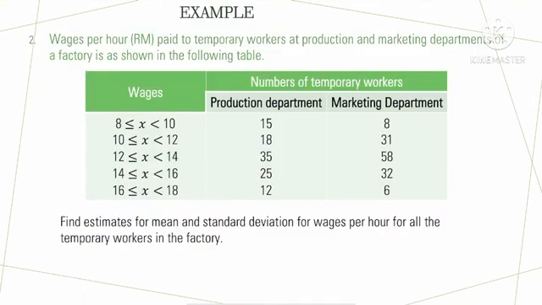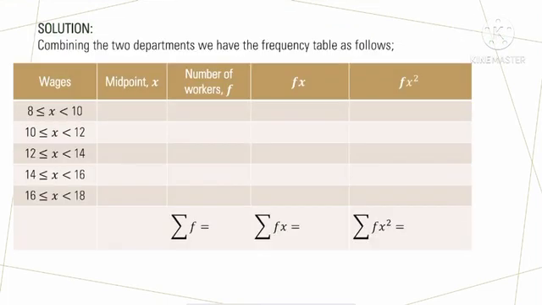The table shows the wages per hour paid to temporary workers at the production and marketing departments. But we want to find the mean and standard deviation for all temporary workers. So we have to combine the two departments in the frequency table. After combining the number of workers, we have these new frequencies. And the total frequency is 240.